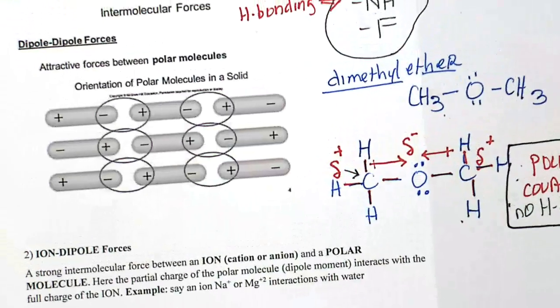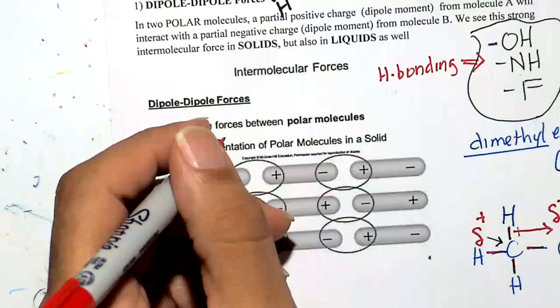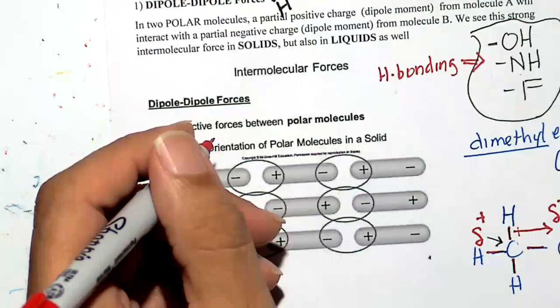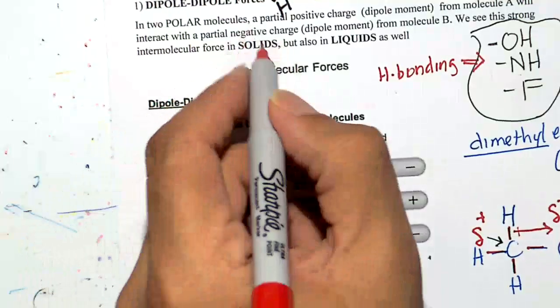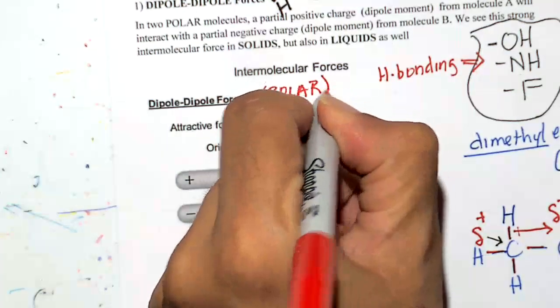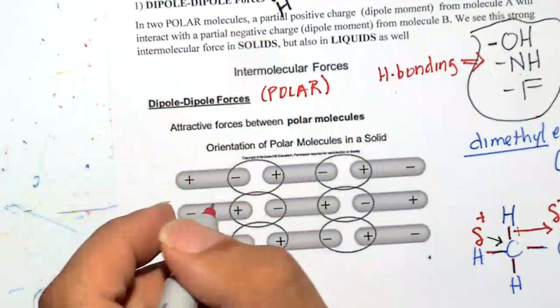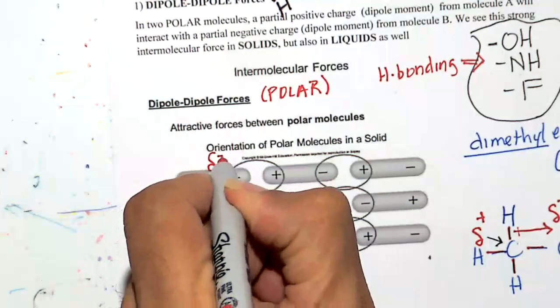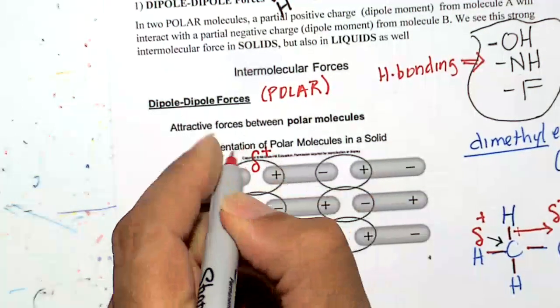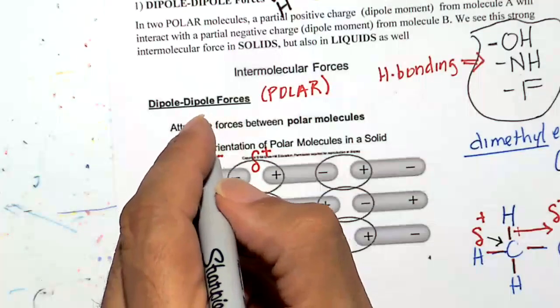All right, let's go back here to page 3. Let me just quickly go over these pictures here. So this is dipole-dipole force. This also is the same thing as polar. Dipole-dipole means the molecule has a dipole moment. All of this is a partial negative with a partial positive. The key word here is partial. Partial. Okay.